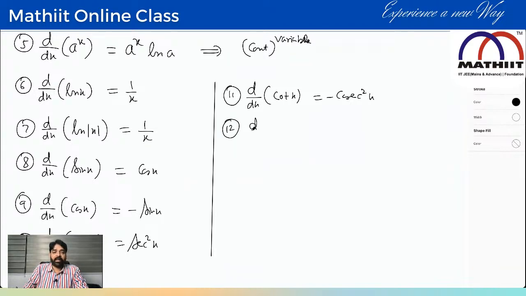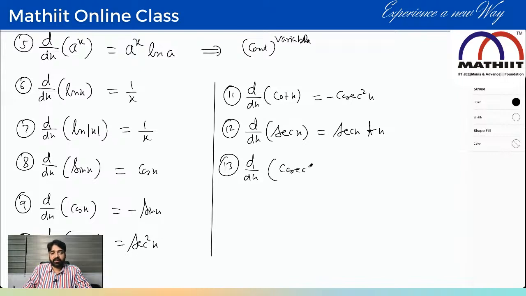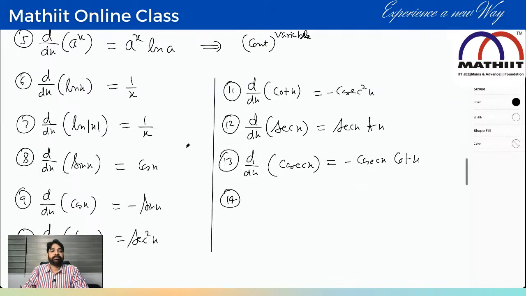Next one, d/dx of secant x and cosecant x. d/dx of secant x is always secant x into tan x, and d/dx of cosecant x is minus cosecant x into cot x. If I'm writing any formula wrong or missing by chance, please let me know. Sometimes I forget the formula. So this is the trigonometric differentiation, and this is the algebraic differentiation we discussed before.